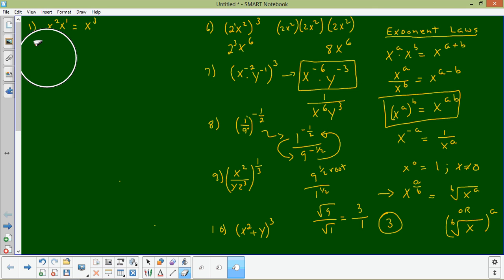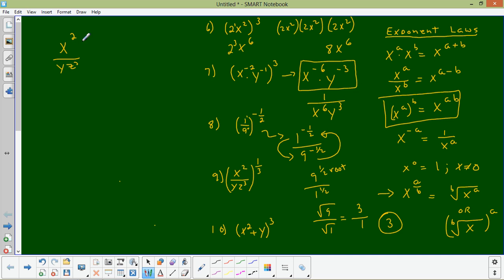Now, question 9, take a peek at this. We've got x squared over y z cubed raised to the 1/3 power, which gives us x to the 2/3 power. Make sure that makes sense to you. We're raising a power to a power, so we're going to multiply 2 times 1/3. And the 2 can be thought of as 2 over 1. You multiply your numerators, multiply your denominators, and you've got x to the 2/3 power.